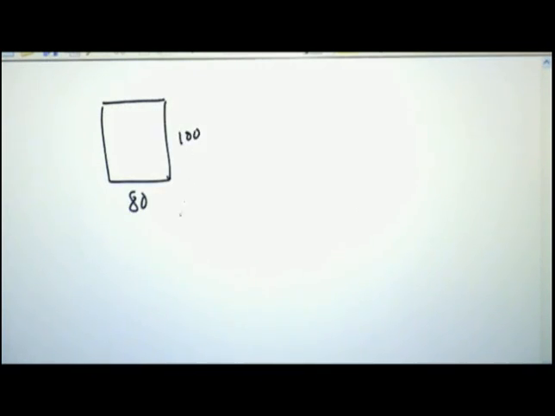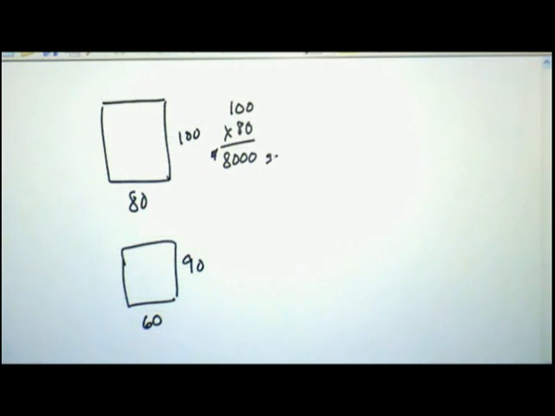Drawing my properties out, I've got one at 80 by 100 and one at 60 by 90. The first property has 8,000 square feet and it sold for $30,000. So if I divide $30,000 by 8,000 square feet, I come up with $3.75 per square foot.